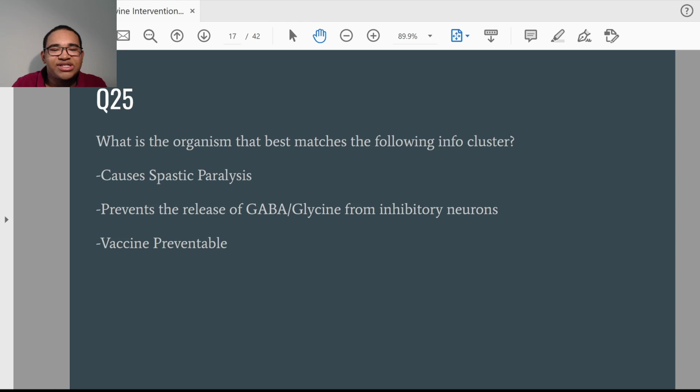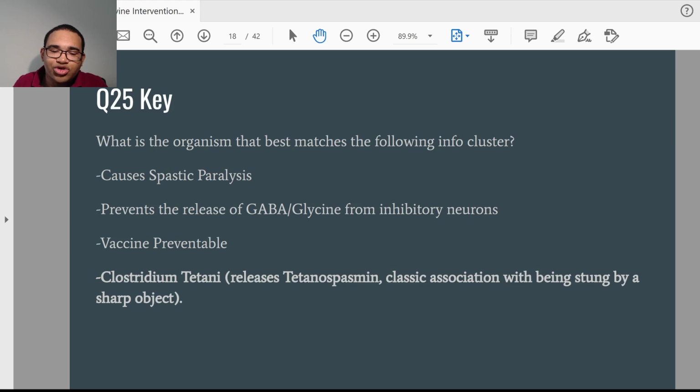Now, what is the organism that best matches the following info cluster? This bug causes a spastic paralysis. It prevents the release of GABA and glycine from inhibitory neurons. I think those are like the Renshaw cells. And then it's vaccine preventable. What do you think this is? Is this Clostridium botulinum? Or is this Clostridium tetani? I hope you're telling me Clostridium tetani, right? So remember, if you do not release these inhibitory neurotransmitters, then your nerves are all excited, right?